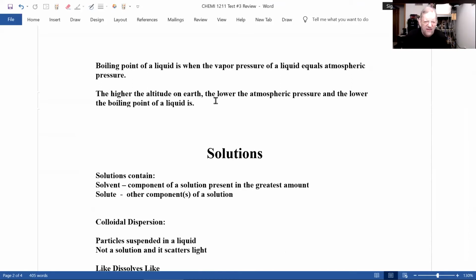Boiling point of a liquid is when the vapor pressure of the liquid equals the atmospheric pressure. Well, the higher you go on the Earth, the higher the altitude, the lower the atmospheric pressure. Therefore, you need a lower vapor pressure when you're boiling it, and therefore, the boiling point of a liquid is lower.